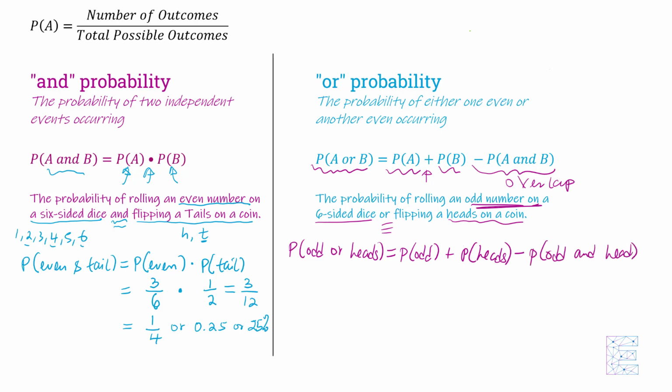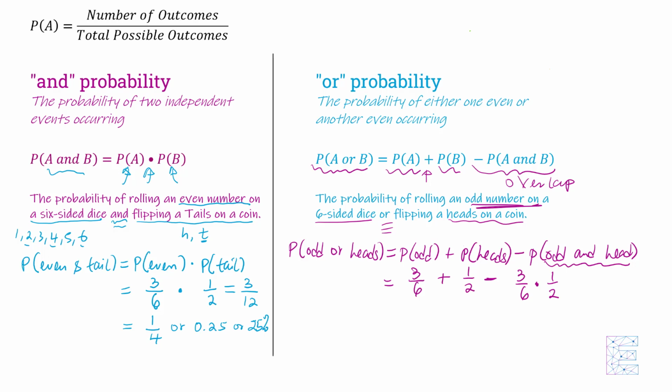So the rest of this is just plugging in numbers. We know that the probability of rolling an odd number is 3 out of 6. Why? Because there are 3 odd numbers on the 6-sided die. The probability of flipping heads is 1 over 2 because there's only one head out of 2 sides. And then we're going to subtract the probability of rolling an odd number and a head. So remember, as we just learned, AND means multiply. So here we're going to be multiplying the probability of rolling an odd number, once again 3/6, times rolling a head, 1 over 2.